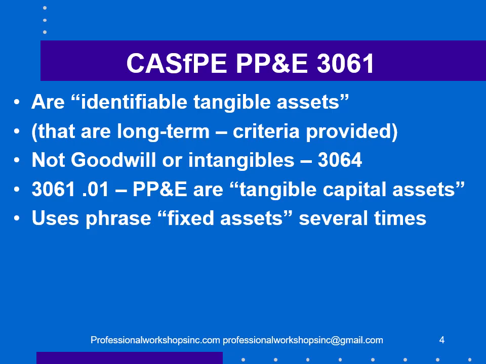Canadian Accounting Standards for Private Enterprises 3061 is titled Property, Plant, and Equipment, where it says they are identifiable tangible assets, and again they're long-term, and there's a list of criteria so you can determine whether something qualifies as property, plant, and equipment. Not intangible or goodwill, which are in 3064, and 3061.01 says property, plant, and equipment are tangible capital assets. And it also uses the phrase fixed assets several times. So it seems that even in standards, property, plant, and equipment, and fixed assets, and identifiable tangible assets are all kind of used interchangeably, perhaps.